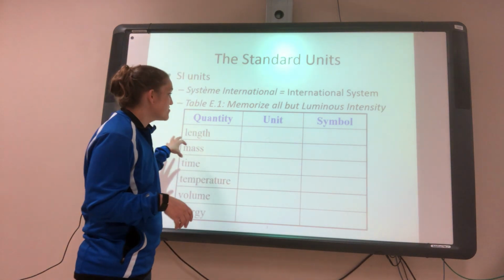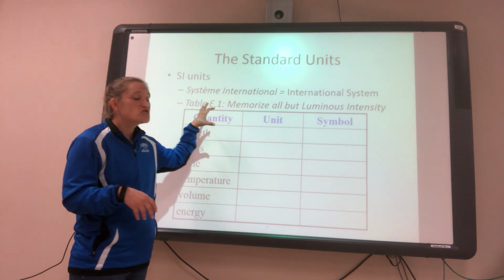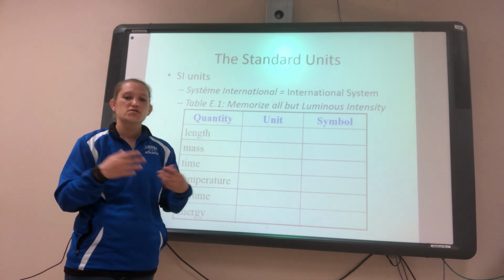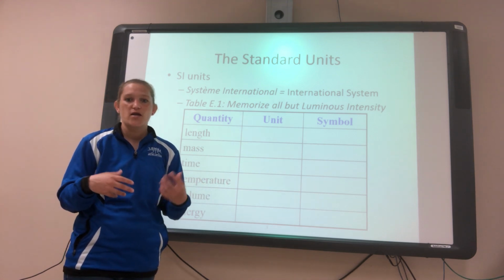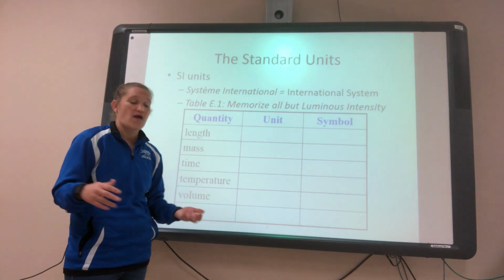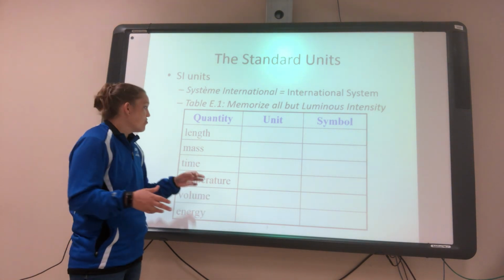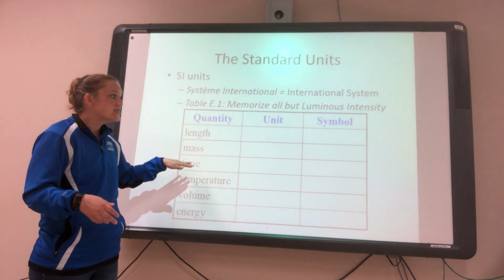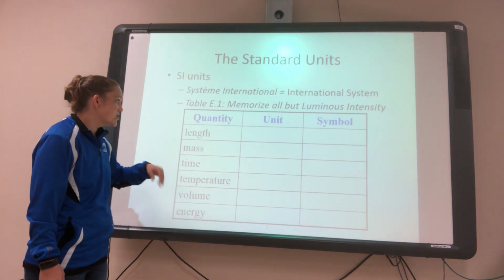So for science, for chemistry, we have the System International, which means that whenever we report numbers in a scientific research journal, or if we're talking about it at a conference or something like that, we want to be on the same page with what the units are. These are going to be the standard units. So let's walk through them.